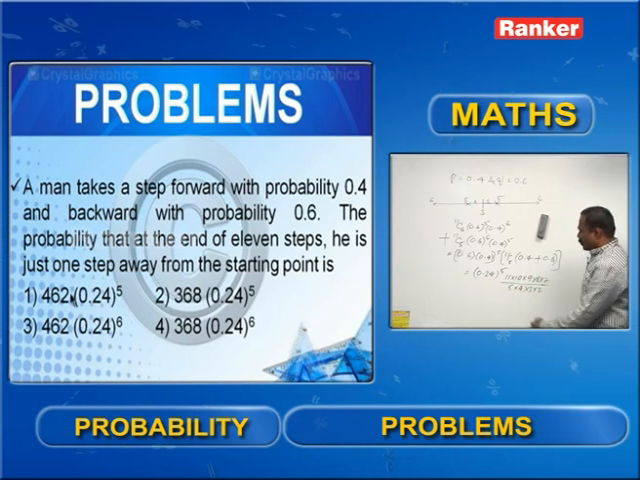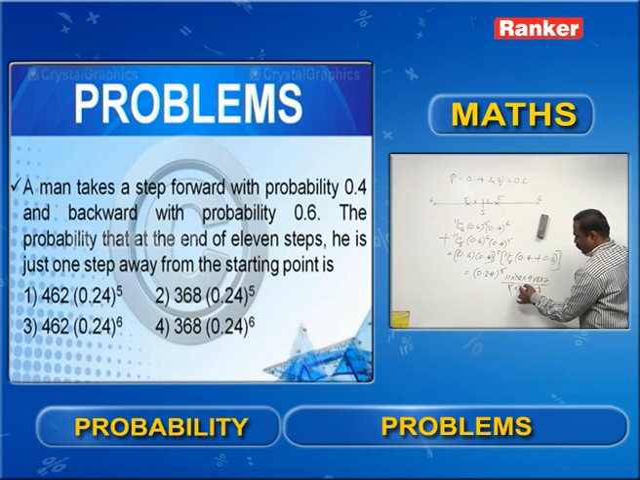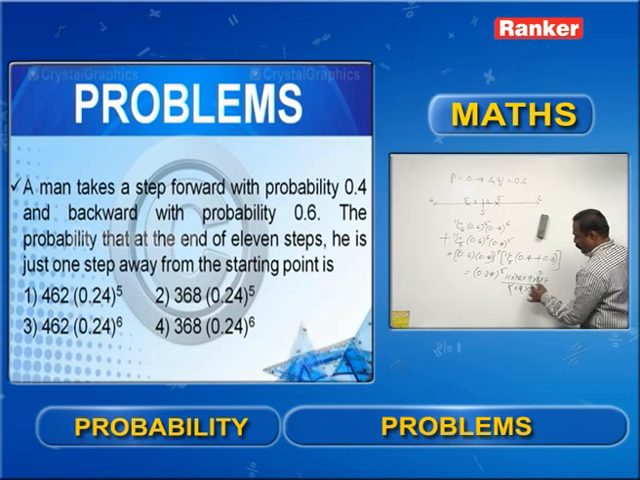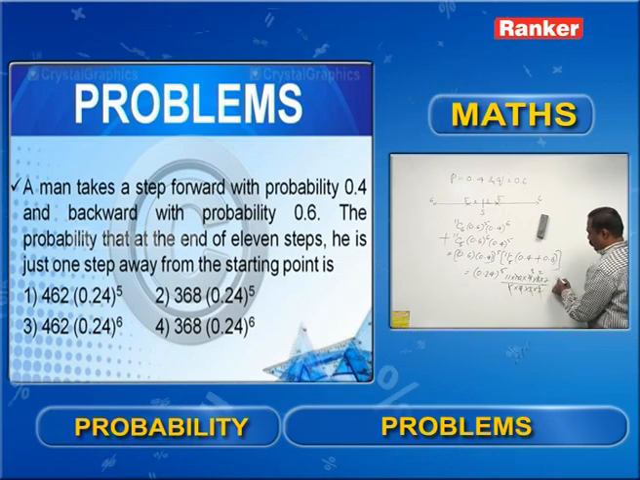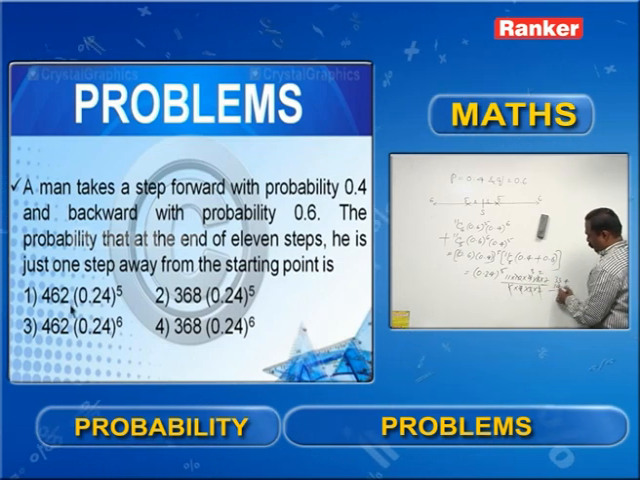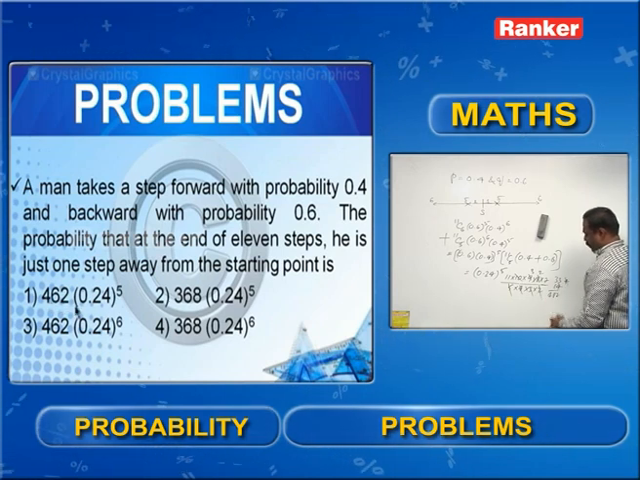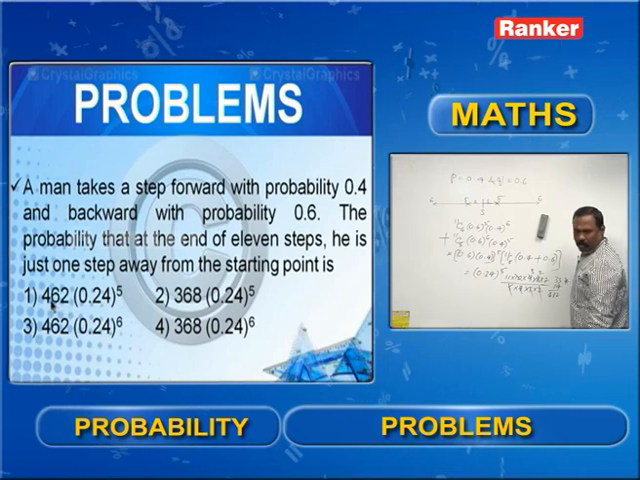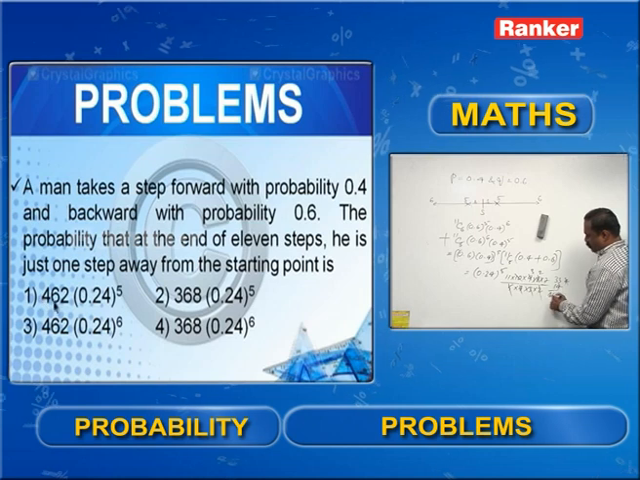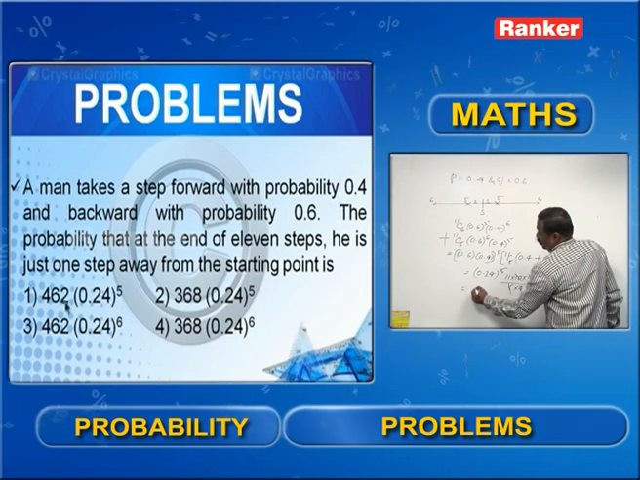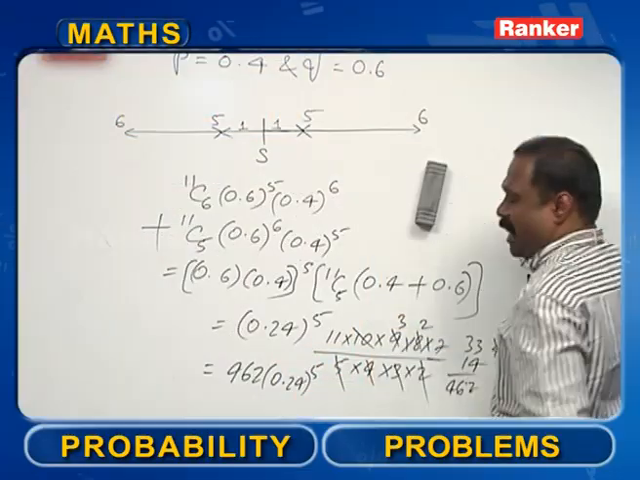If you simplify this, you'll get 5 into 2, the 10 getting cancelled, and 4 into 3, so this is 2 times and 3 times, and it is 33 into 14. 14 times 3 is 42, plus 4 is 46. So it is 462 into 0.24 whole power 5. That is the answer.